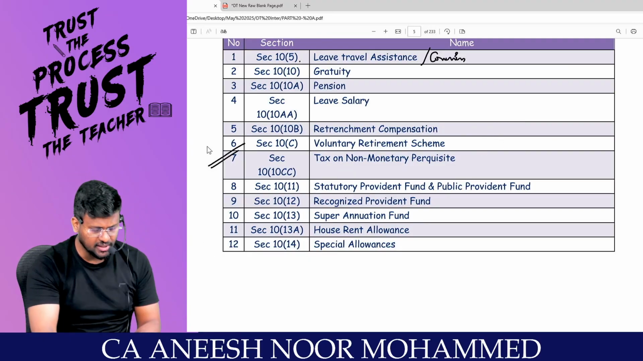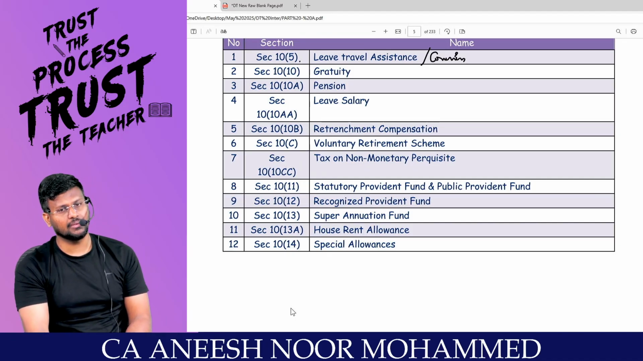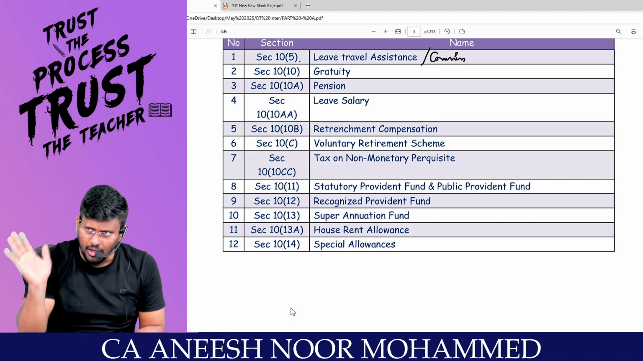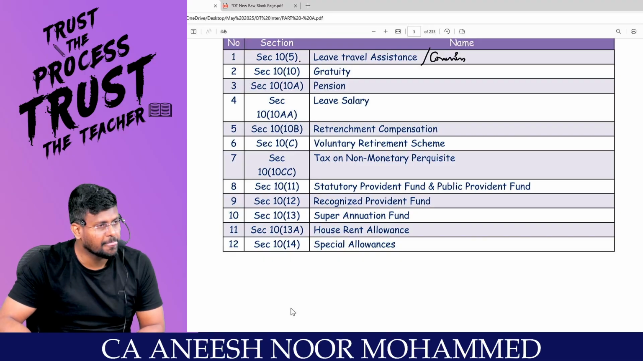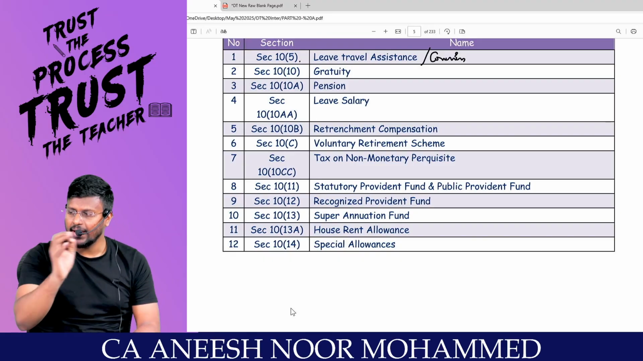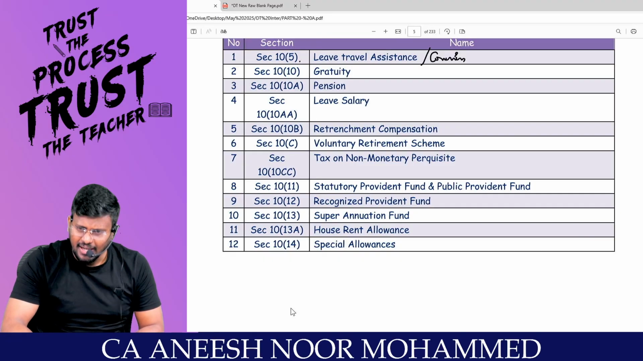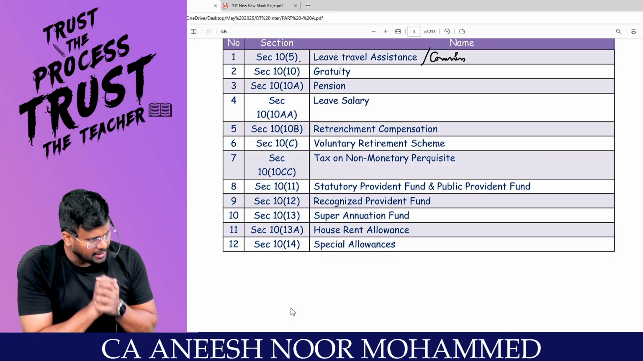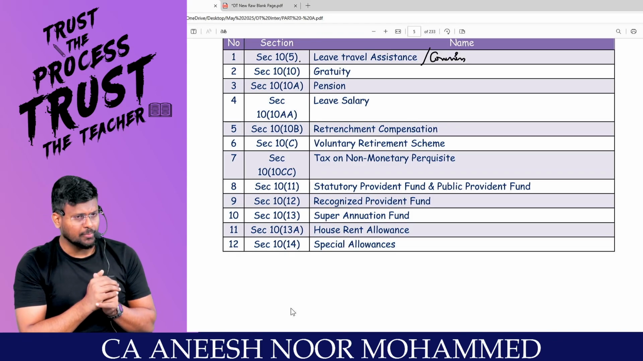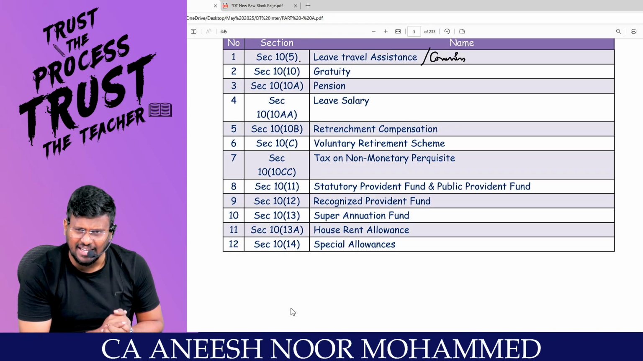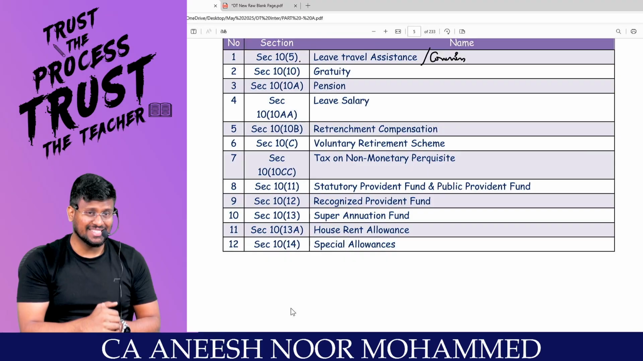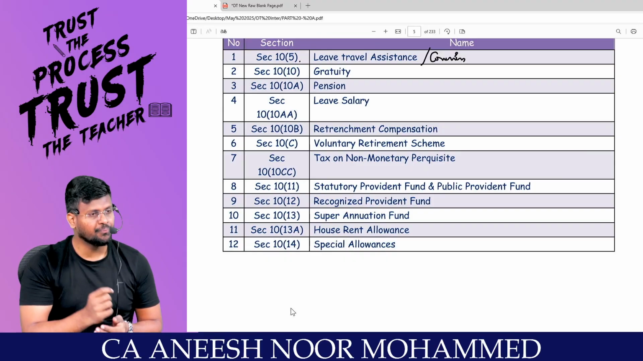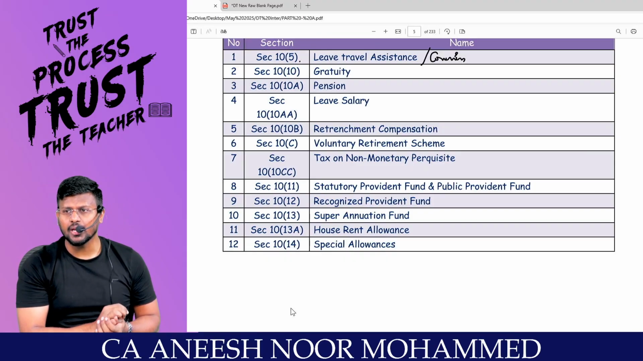Shall we come once again? What is section 10(5)? Leave travel concession or leave travel assistance. 10(10), gratuity. 10(10A), pension. 10(10AA), leave salary. 10(10B), retrenchment compensation. What is section 10(10C)? VRS. 10(10CC), tax on non-monetary perquisite.